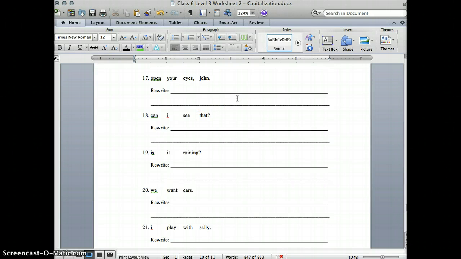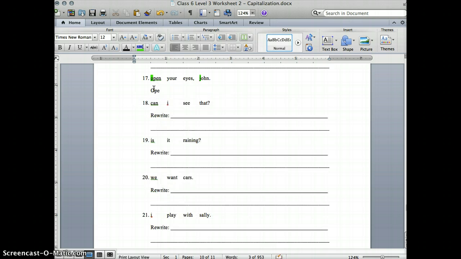Okay. Let's try number 17. Open your eyes, John. Okay, now I want you to shout out the words that need to be fixed in this sentence. Exactly, it's open. And what's the second word? John. Good. And why? Someone tell me the rules. Why do we need to do that? Good, because open is at the beginning and John is the person's name. So we're going to rewrite this.